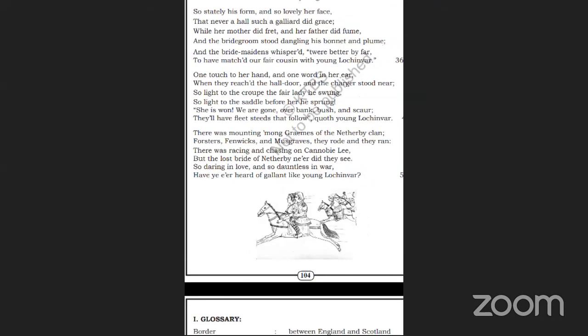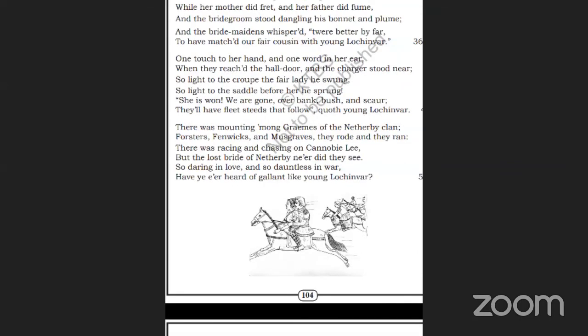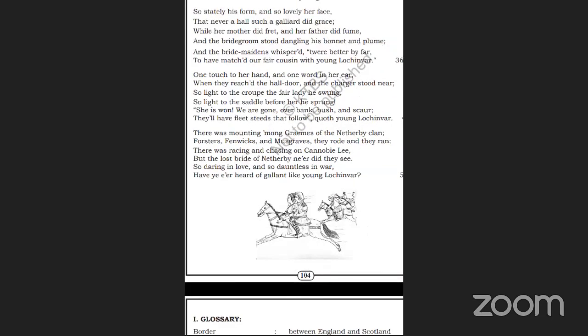But see, quoth means quoted, which means said. Lochinvar says, they will have fleet steeds that follow. Lochinvar tells Ellen, Ellen, don't think it is all over. Your father will not keep quiet. He will send his men to search for us.